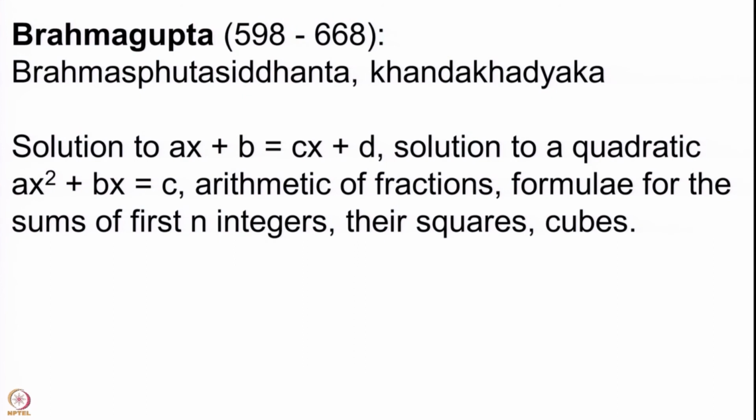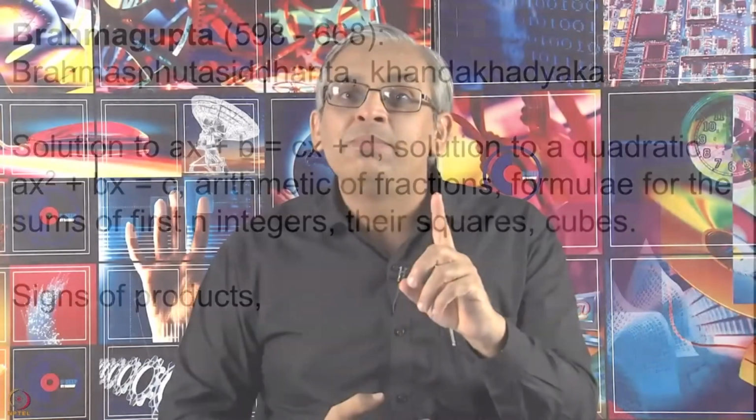So, for us these things might seem very easy, but somebody had to note them and write them down for the first time, and Brahmagupta has done that. He is also the one who gave the sum of the first n integers, the sum of squares of the first n integers, the sum of their cubes and so on. He is also well known for describing the signs of products. He noticed that if you take two negative numbers and take their product, you get a positive number. He noticed that positive into negative is negative.